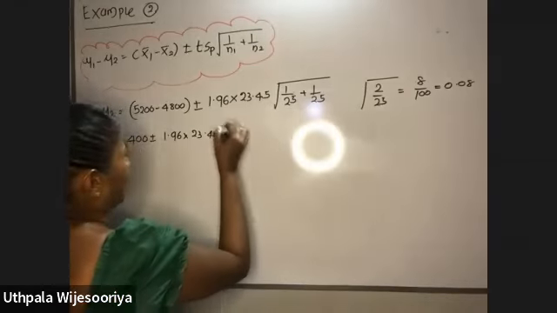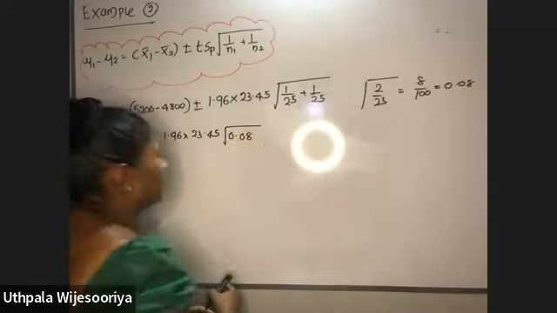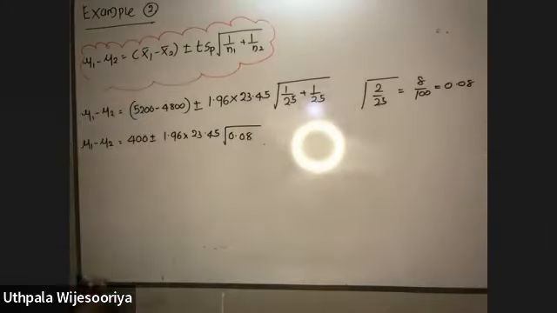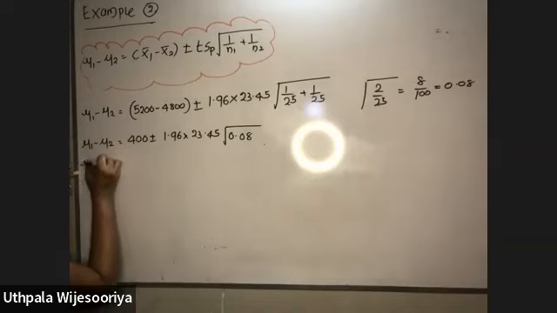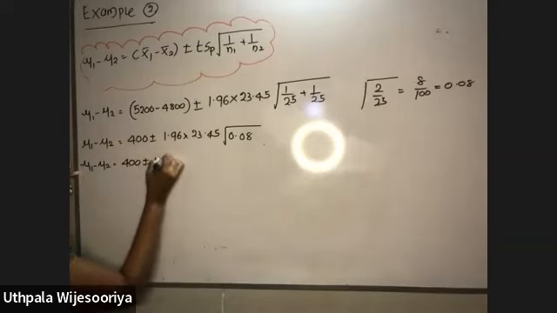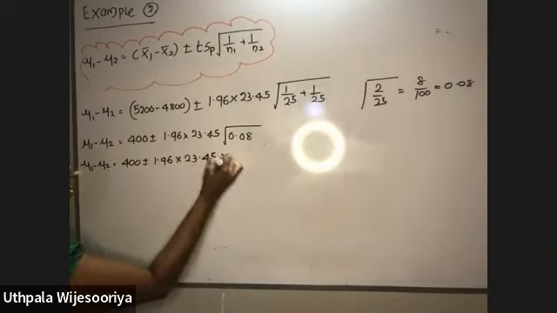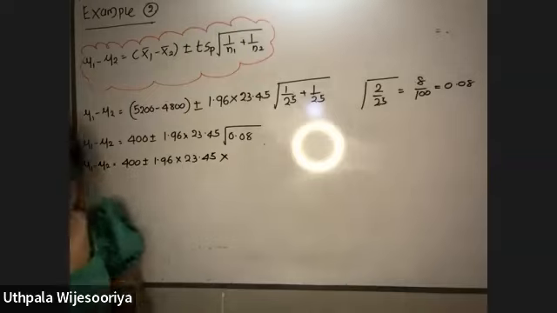So that is square root of 0.08. Once again, 1 over 25 plus 1 over 25 can be 2 over 25. Because again 8 over 100, we can get 0.08 square root. So you can use calculator for all calculations. 400 plus or minus 1.96 into 23.45 into square root 0.08.